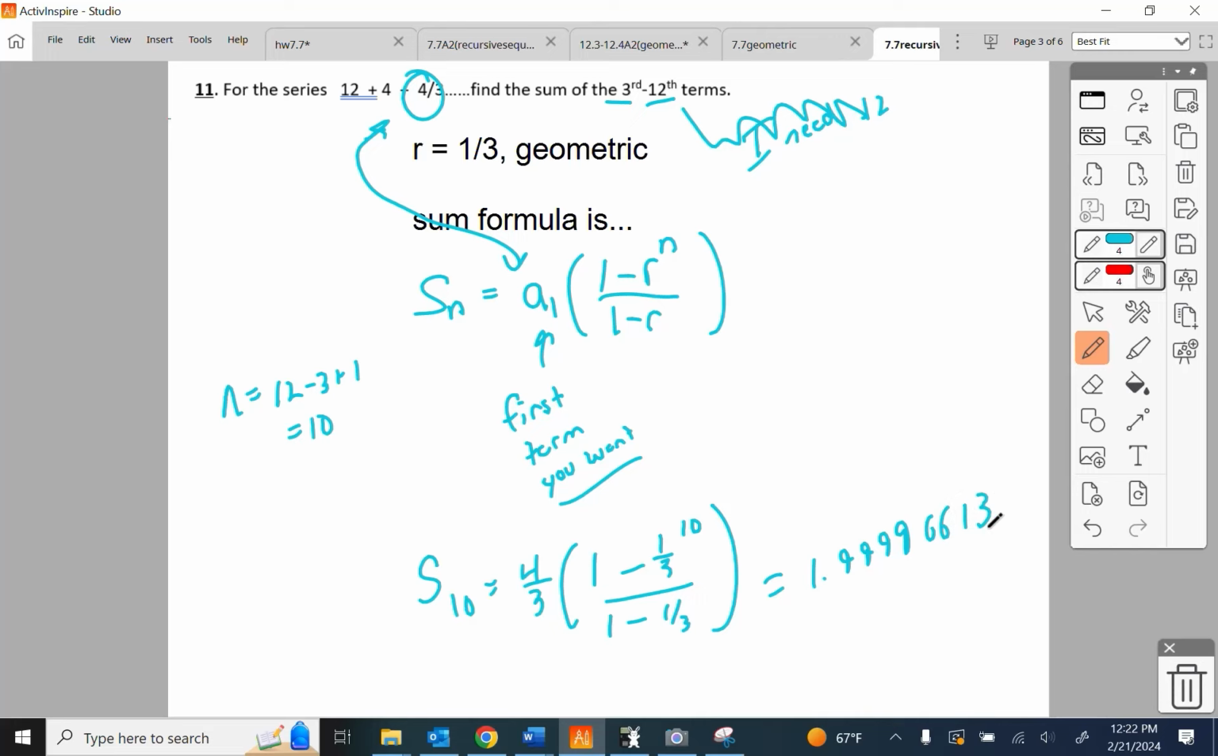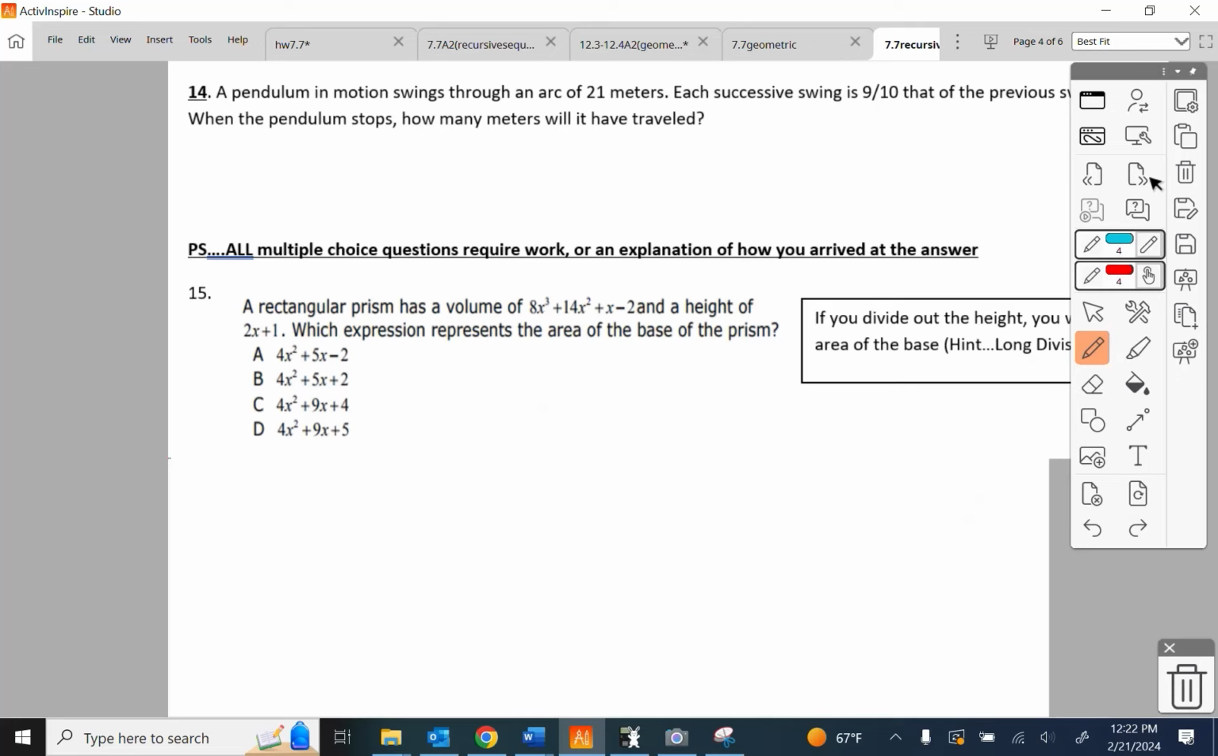If you want to do this by hand, it's actually not too bad. It's also not too pretty, and it's probably beyond the standards of this course, so don't worry about it.